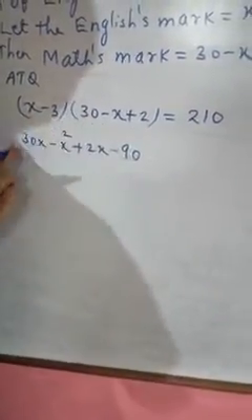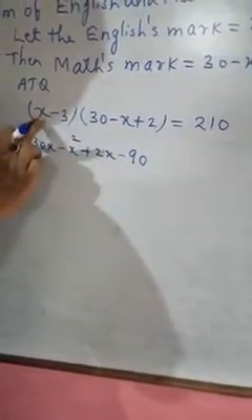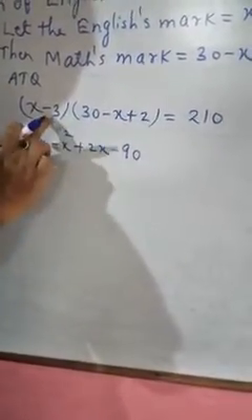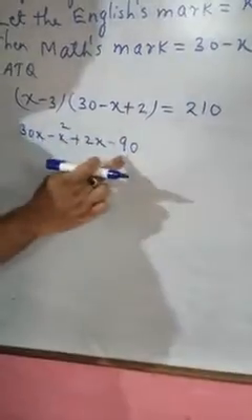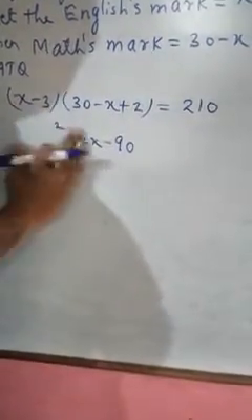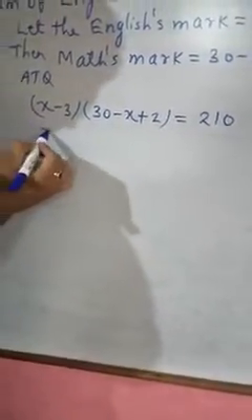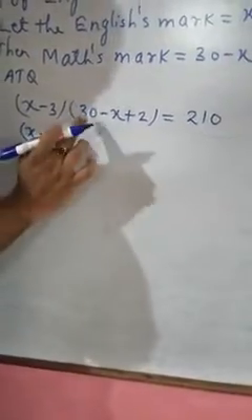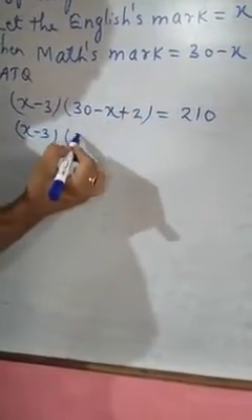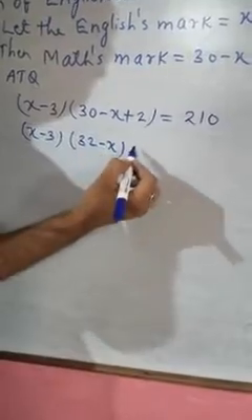So x into 30, 30x. x into minus x square. x into 2, 2x. Minus 3 into 30, 90. First we can solve one more step here: x minus 3. Now 30 plus 2, it will be 32 minus x, equal to 210.